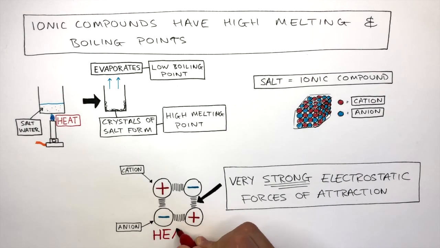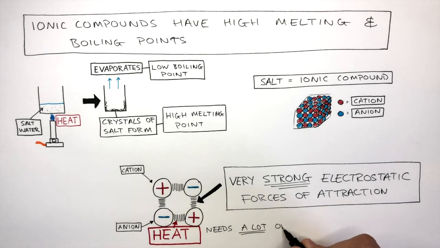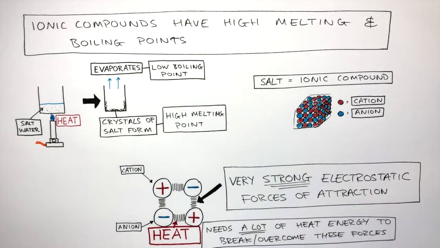If you ever want to use heat to break these ionic bonds, you will need a lot of heat energy to break or overcome these forces. This is why ionic compounds have such high melting and boiling points. It's because they have very strong ionic bonds between the oppositely charged ions. A lot of heat energy is needed to break or overcome the electrostatic forces of attraction that hold these oppositely charged ions in place.